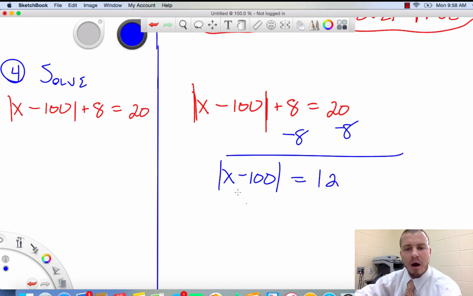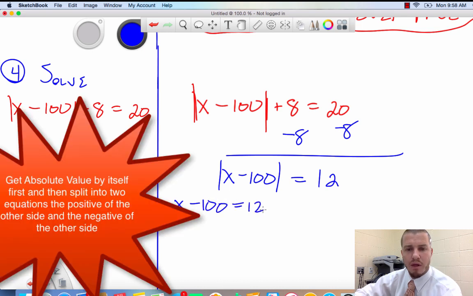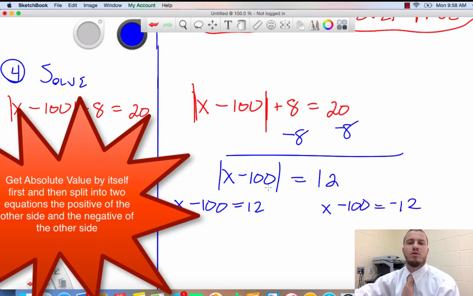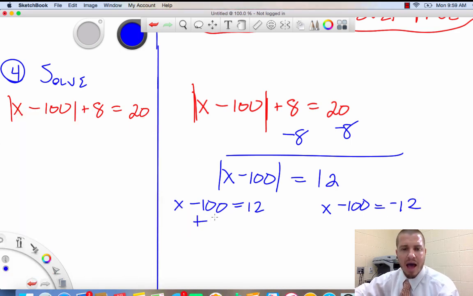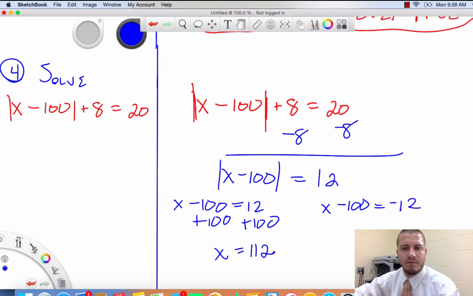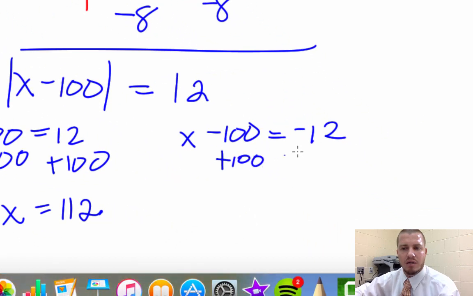And now that the absolute value is by itself, now I'm going to split it into two, because x minus 100 could equal 12. But if that x minus 100 equals negative 12, that would make this equation true as well. So you have to do x minus 100 equals positive 12 and x minus 100 equals negative 12. And when I add 100 to both sides to solve, this one becomes x equals 112. Add 100 to both sides.